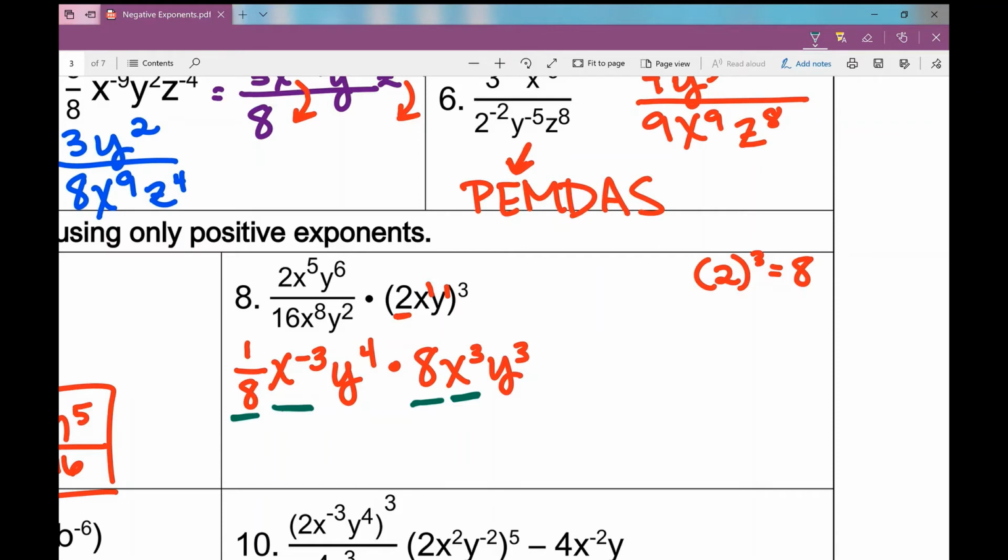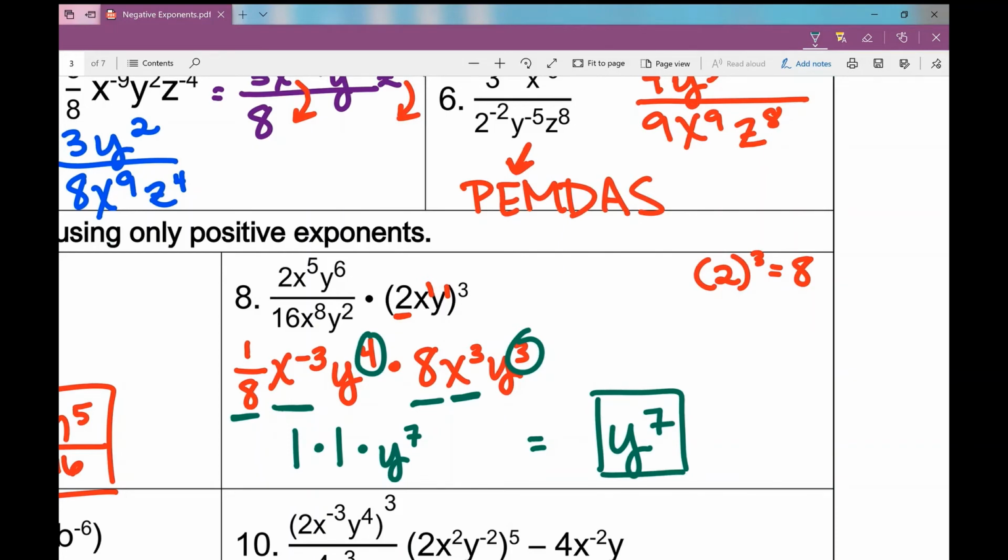So that would just be another 1. It would look like this: 1 times 1 times y to the power of 4 plus 3, which is 7. So your answer is just y to the power of 7. Okay, let's move on to number 9.